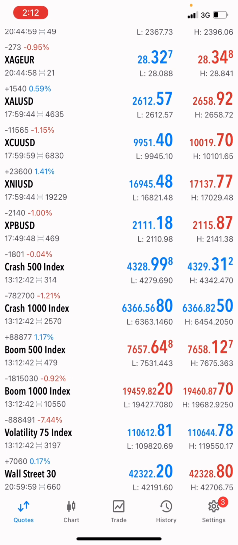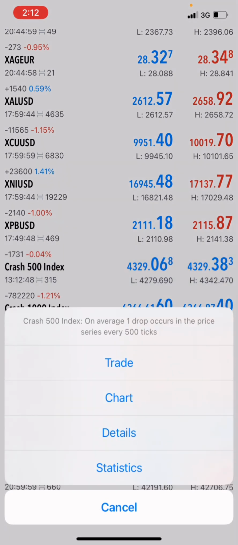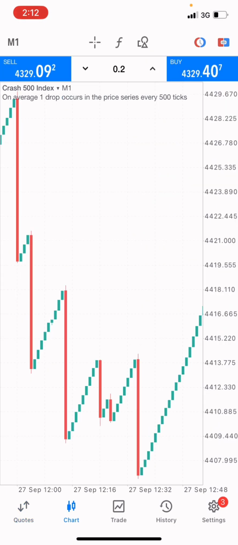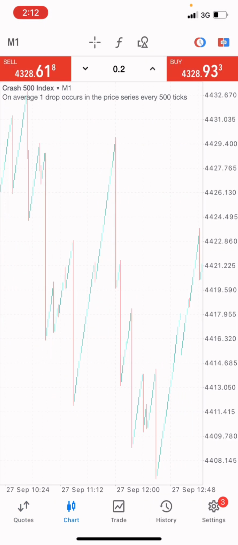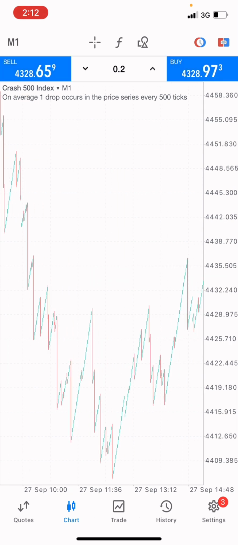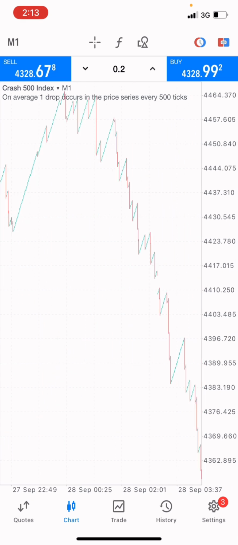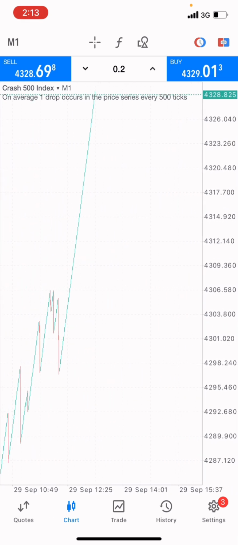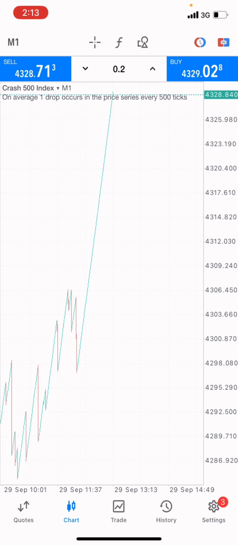All right, so the first step, I'm going to start on the crash 500 index market before we head over to the boom market. Now we'll start on the crash 500 index market, and this is how you want to do it. First of all, you want to zoom out of the trade. You zoom out like this so that you can see this is the first zoom level. Then you head over to the main market trend line right here. Now this is the market trend line.